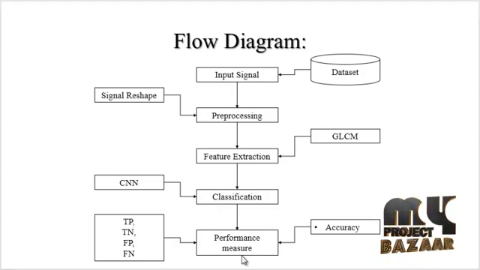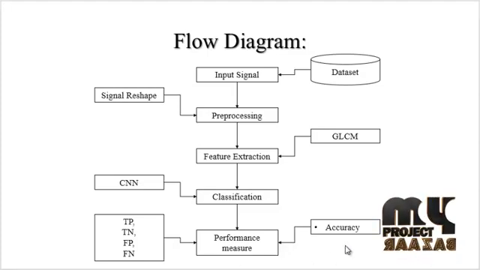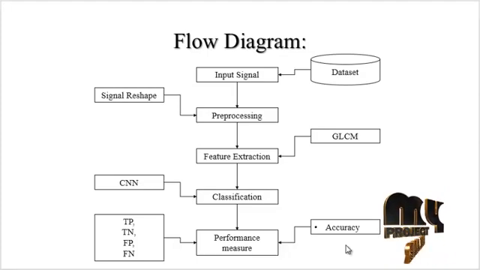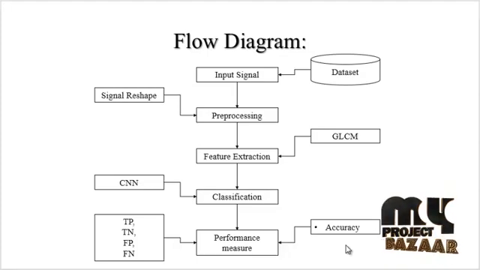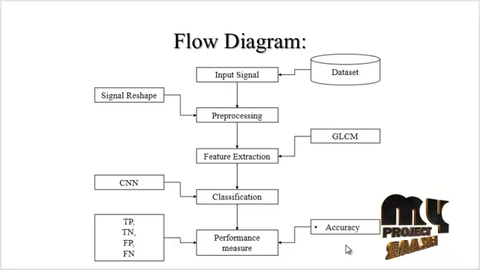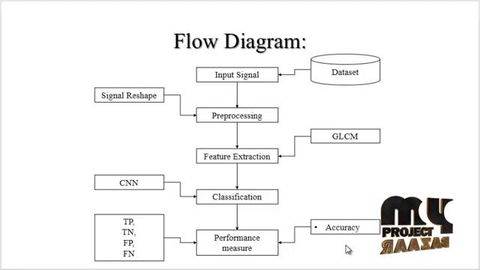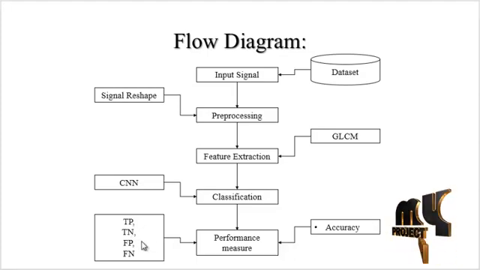The final stage of the project is the performance measures. In these performance measures we have majorly considered performance parameters like accuracy. Accuracy justifies whether the process is efficient or not. If the accuracy is high, the process is efficient. If the accuracy is low, the process is inefficient, because if the accuracy is high, the error rate will be low. If the error rate is high, the accuracy will be low. We have to find the accuracy based on four parameters: true positive, true negative, false positive and false negative.